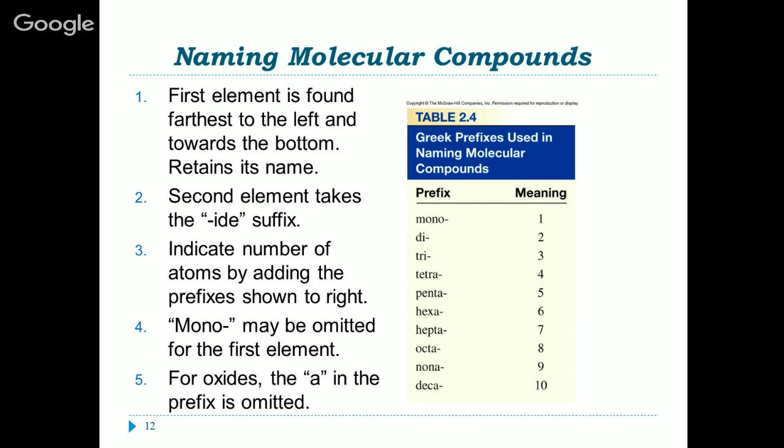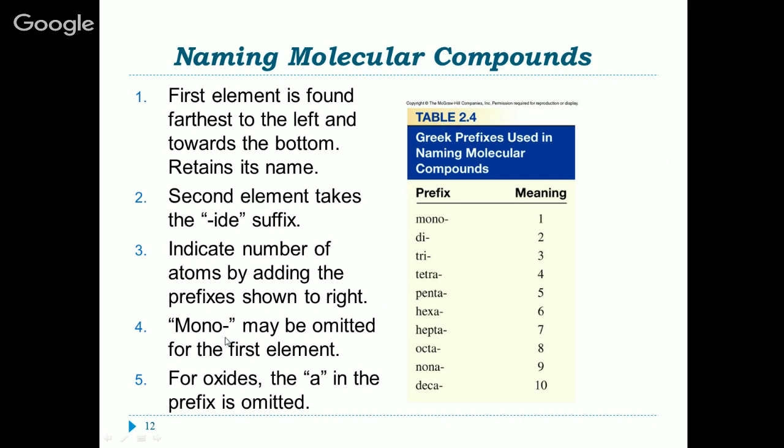Now, we always have to indicate the number of atoms by using prefixes. Because covalently bonded atoms are not charged, we don't have a true +2 or a true -3. We're not balancing charges. Molecules can bond in multiple different ways. You can take oxygen and nitrogen and form lots of different molecules, but you can only take lithium and fluorine and form one type of compound. So we have to use our prefixes to represent the number of those atoms in the compound.